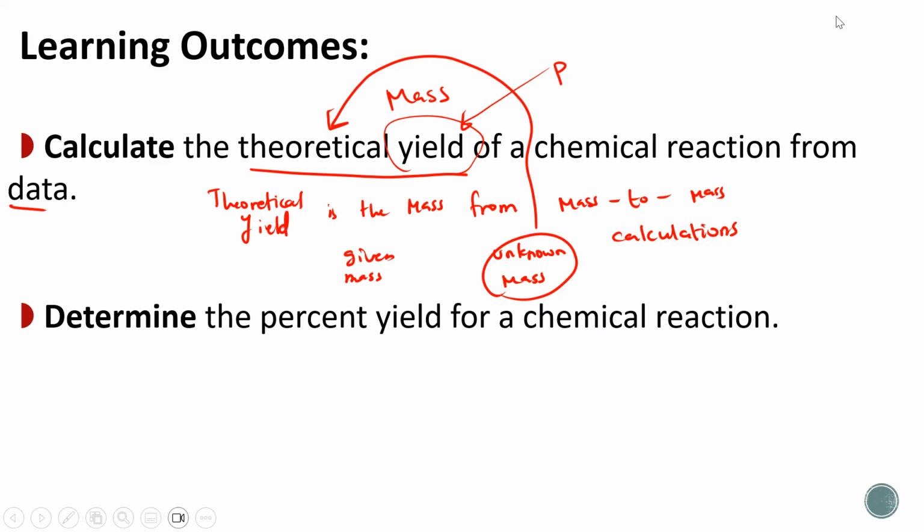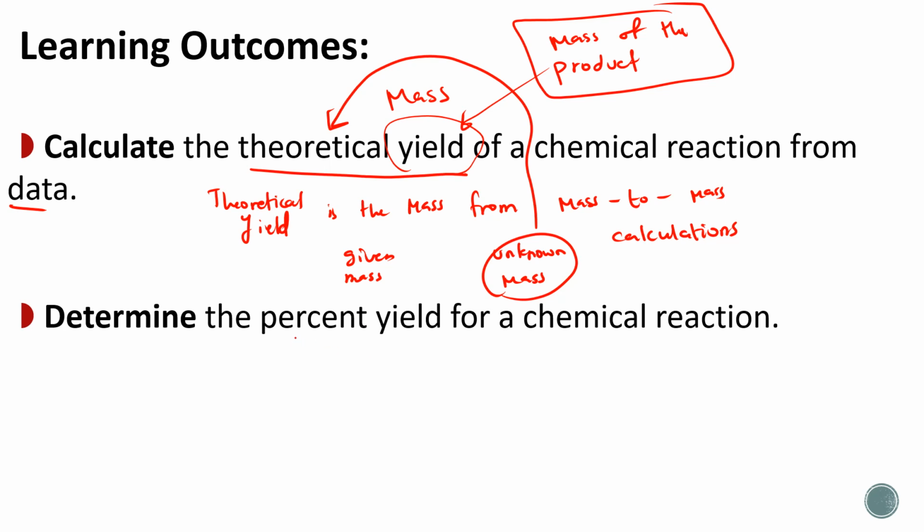Okay, so the yield is the mass of the product. And we will determine the percent yield of a chemical reaction, which is a percentage. Okay, اللي هي نسبة بنطلعها الحين بنشوفها إن شاء الله في المعادلة. So that's what we want to do.